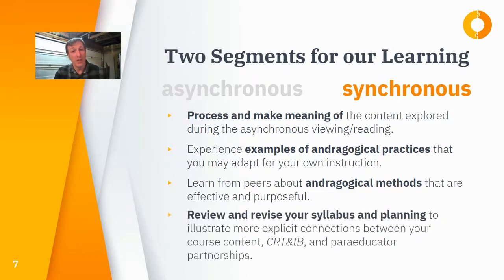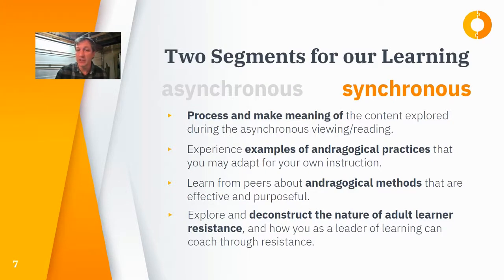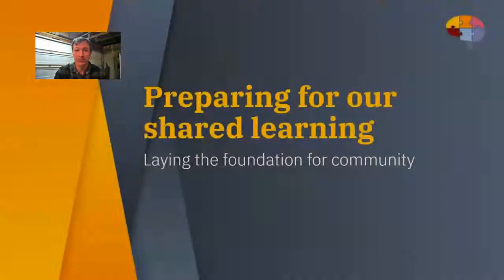For those of you that are ESDU faculty, you're going to be looking at your syllabus and doing some planning to make some very explicit connections between culturally responsive teaching in the brain and some para-educator partnerships. For those of you who are not part of the ESDU faculty, when they're doing that work, we'll be separating off to think about this concept of learner resistance to change, and how you as a leader of adult learning can coach through that resistance, so that learning and change in professional practice can actually take place.